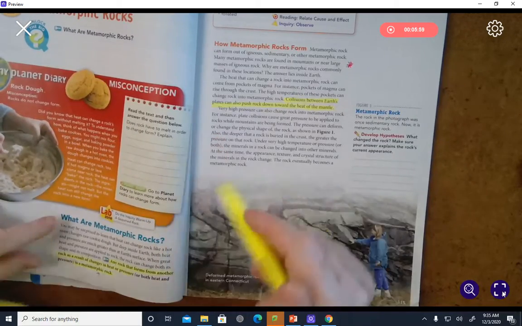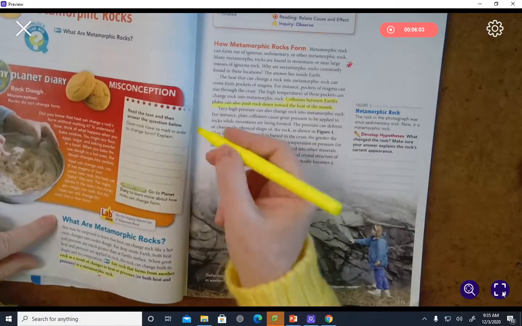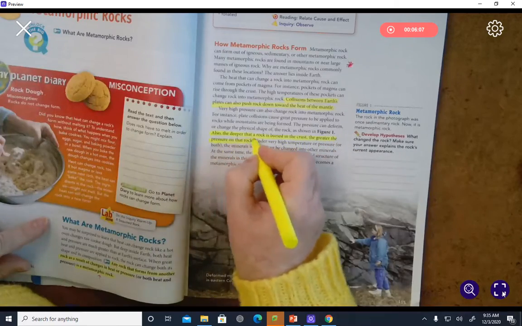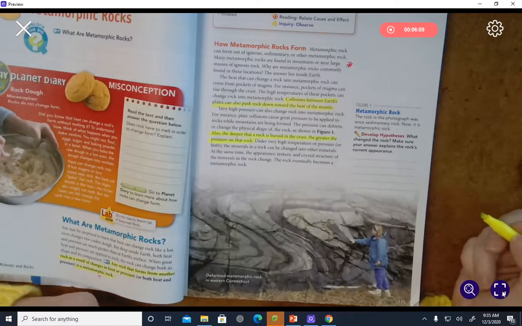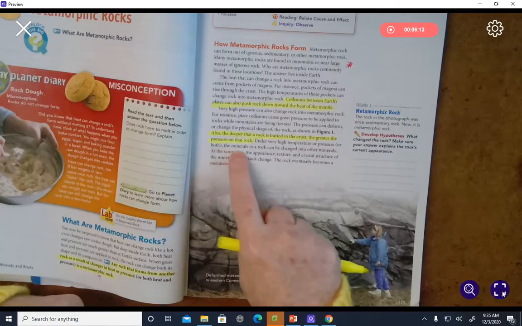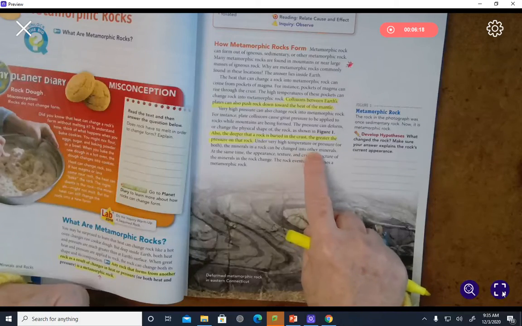Also, the deeper the rock is buried in the crust, the greater the pressure on the rock. Well, that kind of makes sense, right? When you are at the bottom of the pile, you kind of get smushed a lot. Under very high temperature or pressure or both, the minerals in a rock can be changed actually into other minerals.